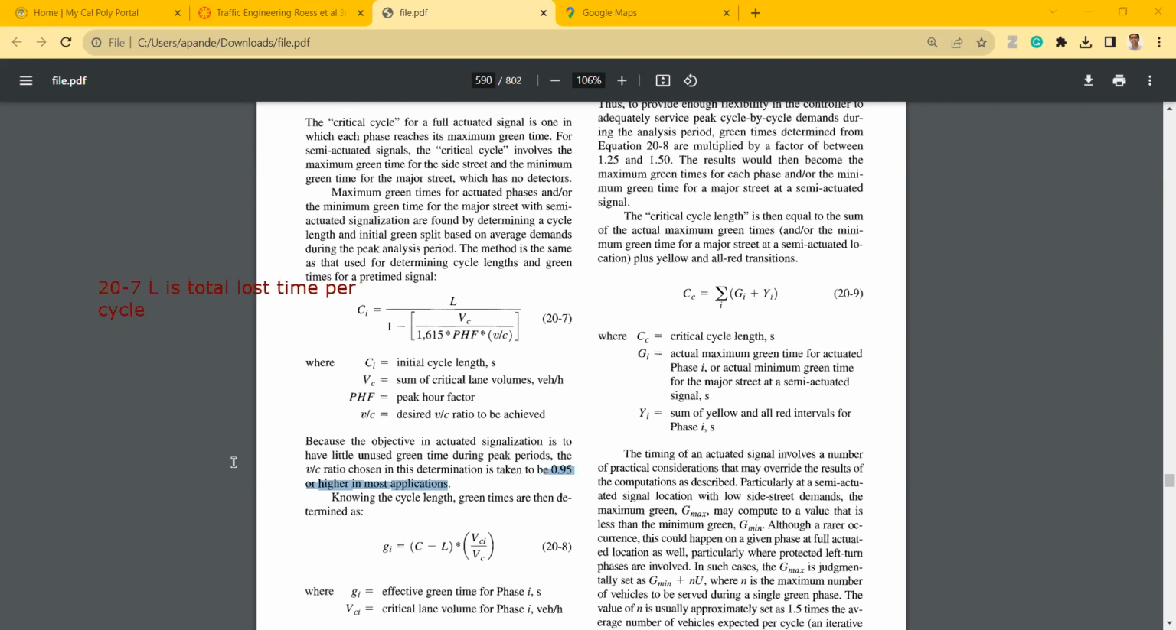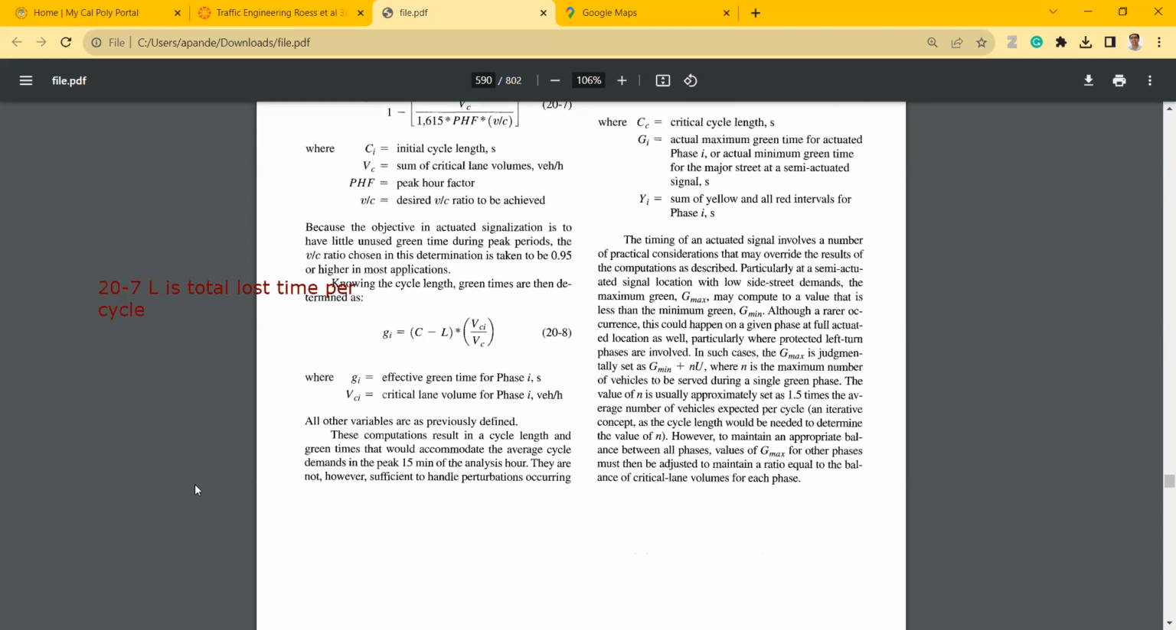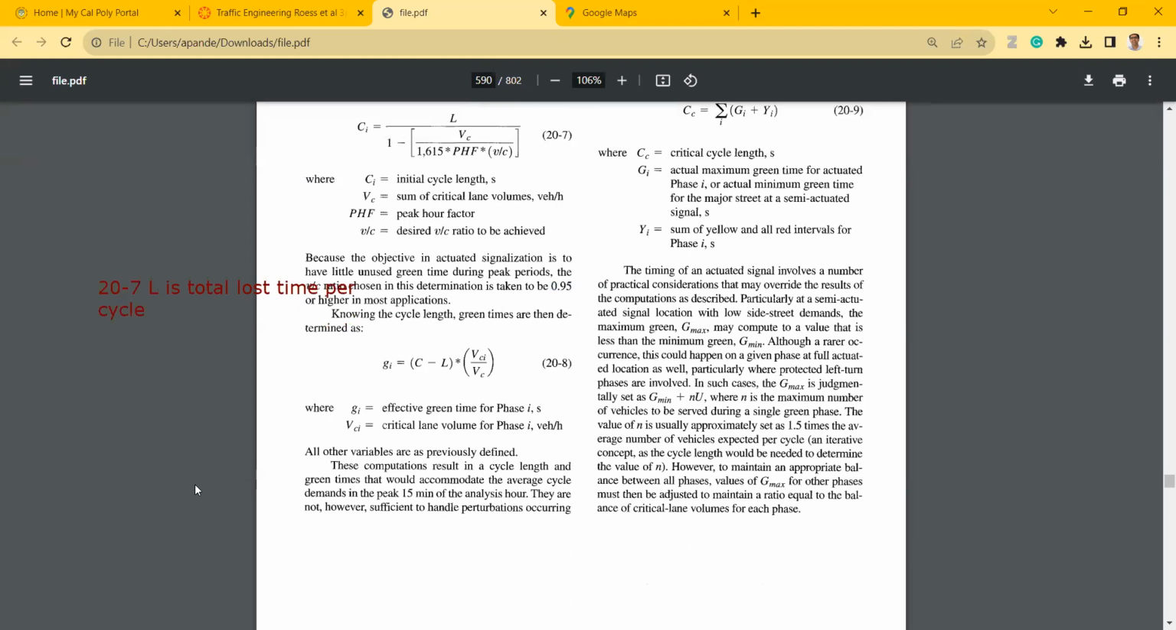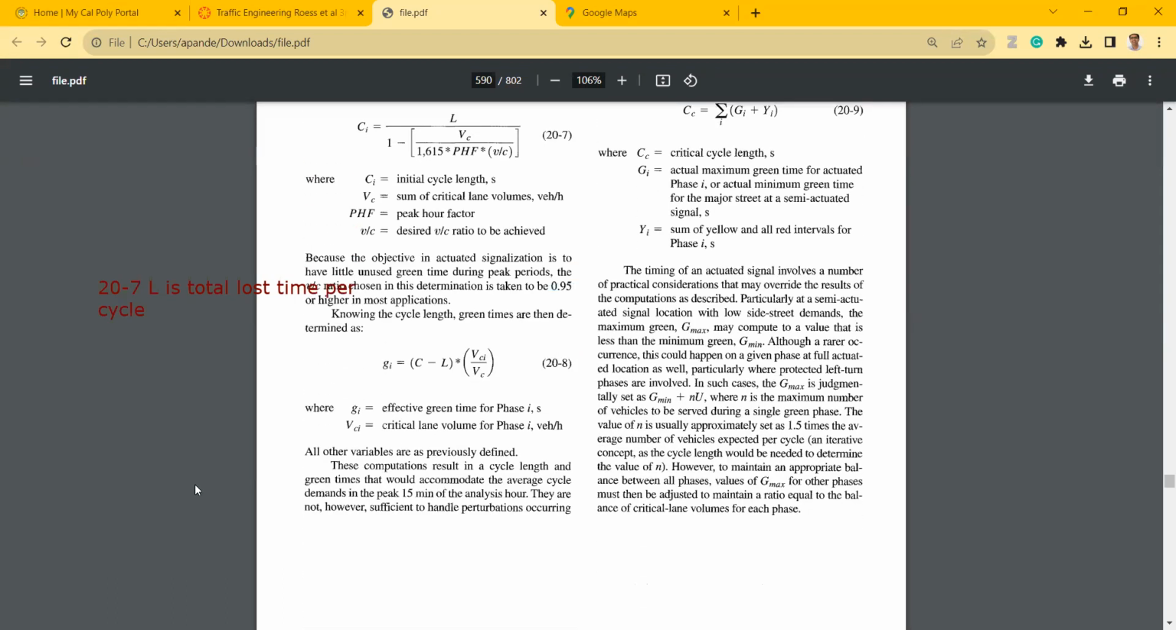Green time for one approach is C minus L, times VCI over VC. VCI is your critical lane volume for that phase, and VC is the total sum of critical lane volumes. You get your effective green time, capital C minus lost time, and then you determine the green time in that ratio. Once you have that, you're pretty much done allocating the green time for that approach. So you have the minimum green time, and with this, you can determine the maximum green time as well.